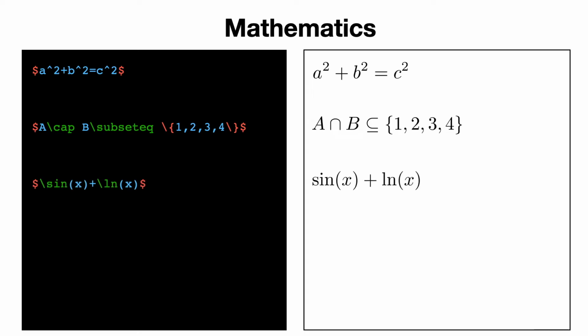In this example, I have the expression sine of x plus the natural log of x. And notice that I've used \sin and \ln. These are recognized by LaTeX as predefined mathematical operators. Notice also that they are not in italics because these are functions and not variables.